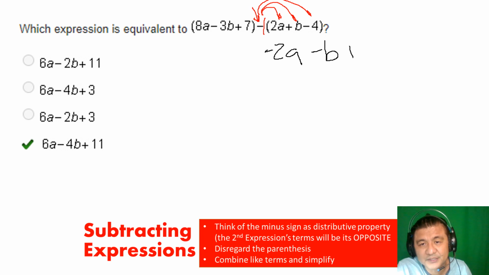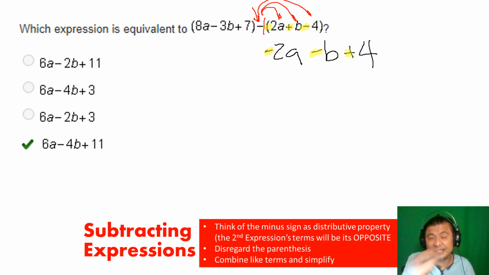Negative becomes a positive 4. See that? The opposite, the operation simply changed. Look, positive is now a negative. Negative is now a positive. See? Because of that negative 1.